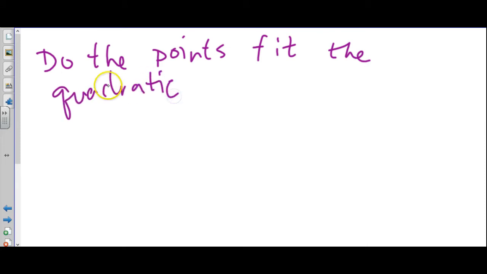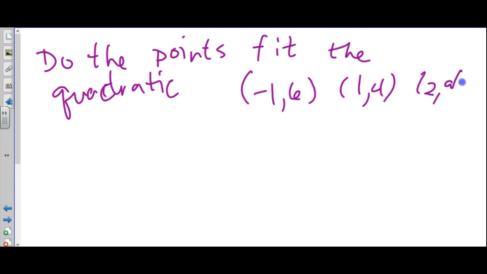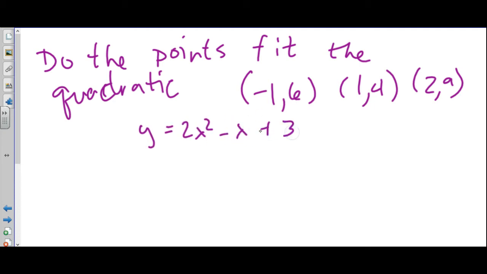So we're given a certain number of points. Negative 1 comma 6, 1 comma 4, 2 comma 9. And they'll also give us a quadratic to check. Say we're using y equals 2x squared minus x plus 3. So all you're going to do is plug in the x value they give you and see if it comes out with the y value that it says it should.